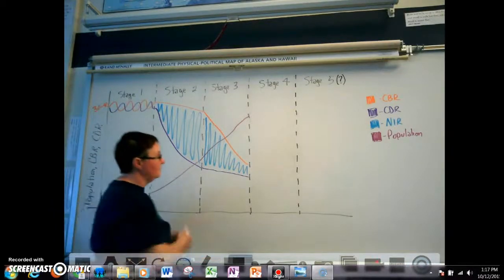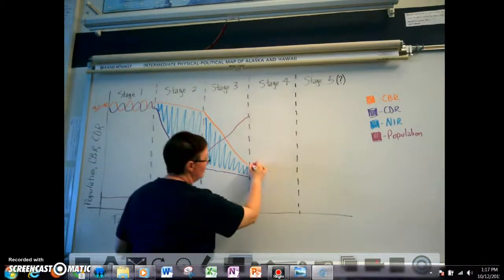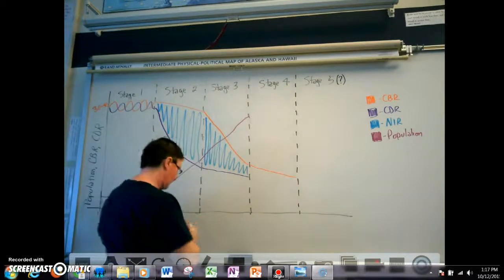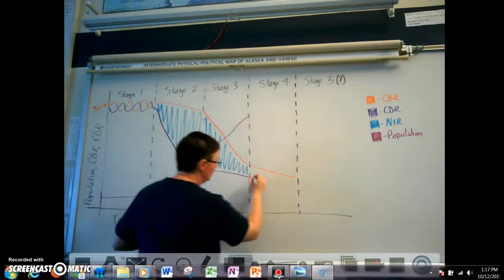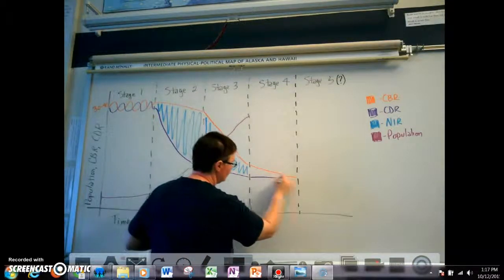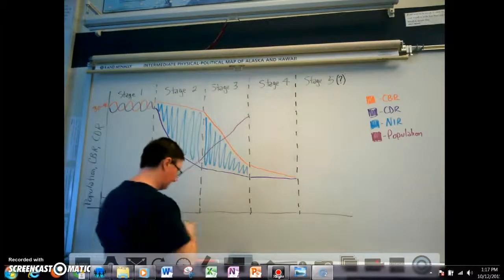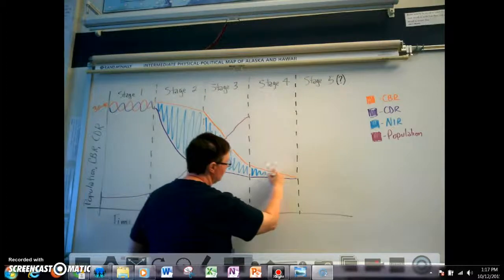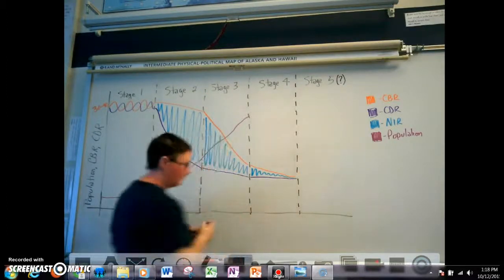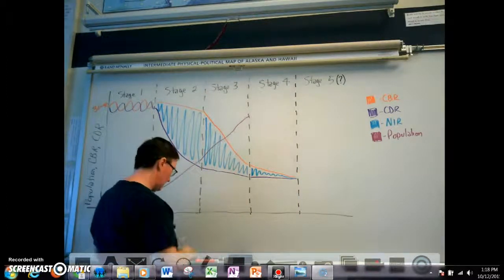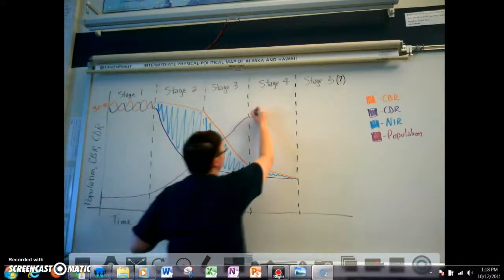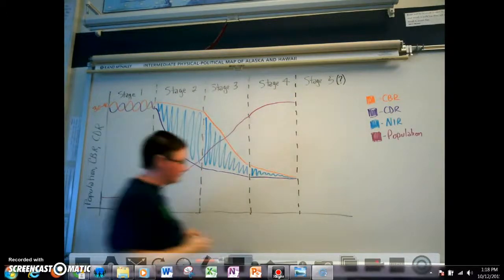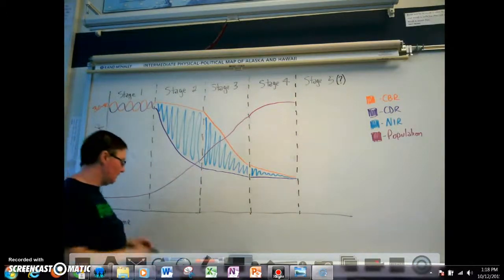Stage 4, what we see, birth rates start to tail off and level out. Death rates more or less level out. And our natural increase rate starts to approach 0. Okay. And that's that magic 0 population rate. So our population at the start is still going up, and then it kind of levels off. And stage 4, these are our developed countries.